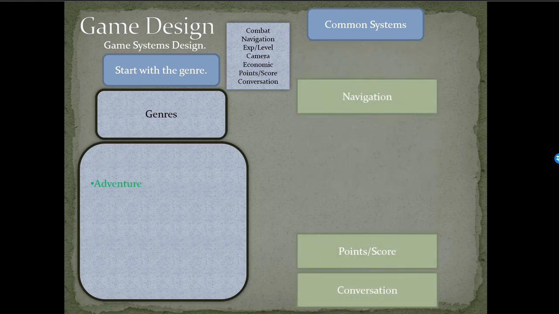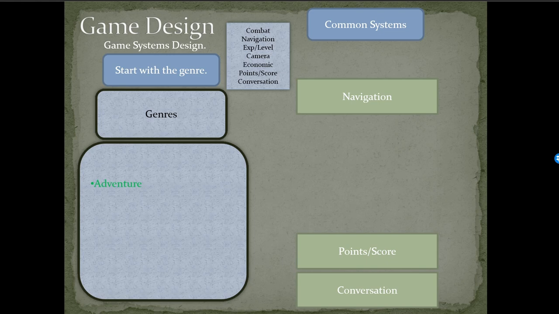Adventure games typically have navigation, that is, you're moving around the world in this adventure game. They typically have a conversation system, and that's where most of the gameplay takes place in determining the outcomes of the game. And then there's some sort of points and scoring system. Now, a lot of games will have an inventory system.